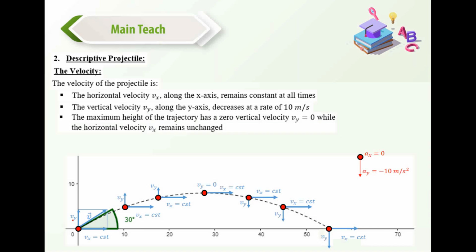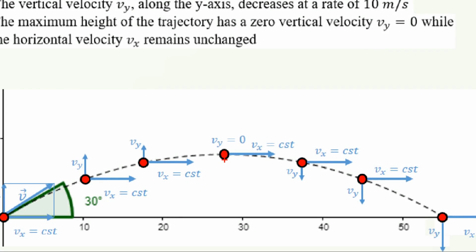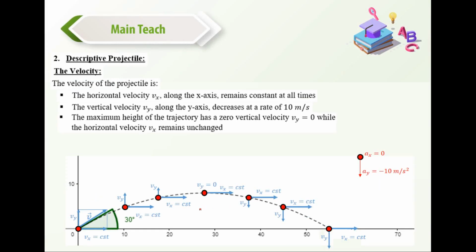Now what about the maximum height? This represents the maximum height reached by the projectile. At the maximum height of the trajectory the vertical velocity Vy is equal to 0, while the horizontal velocity Vx remains unchanged. We are now familiar with the fact that maximum height is determined by vanishing velocity.